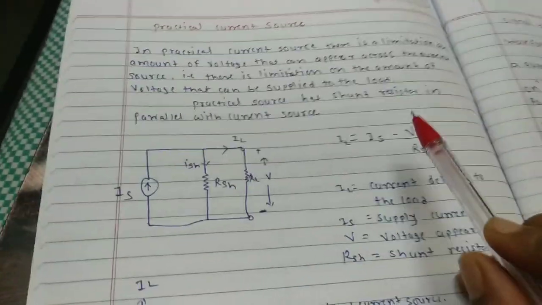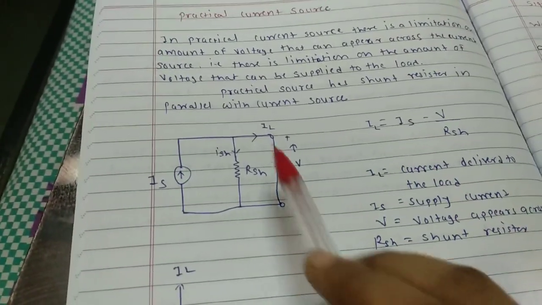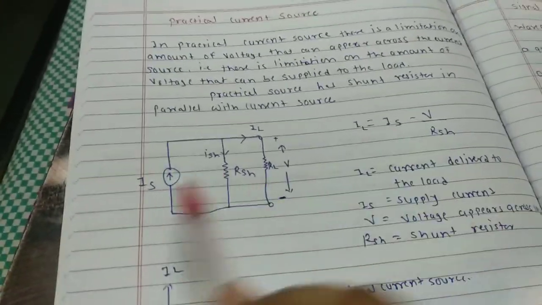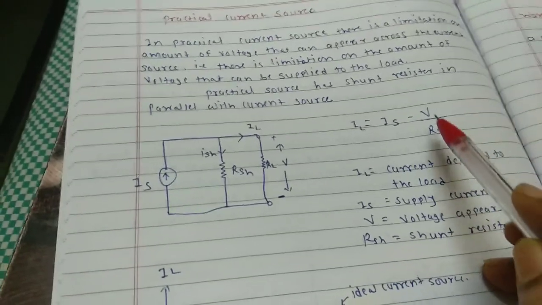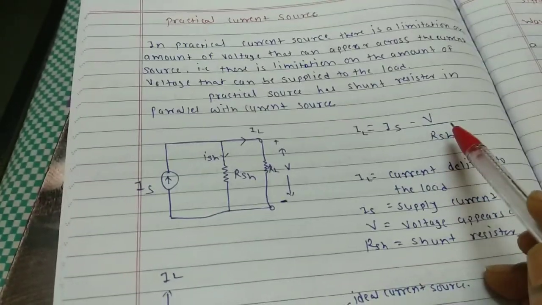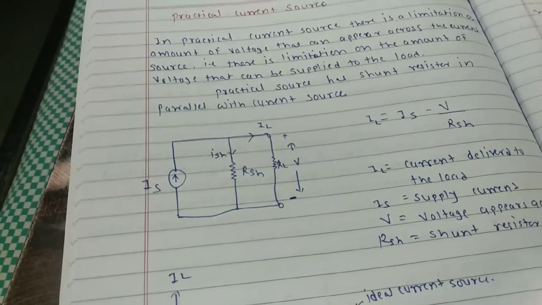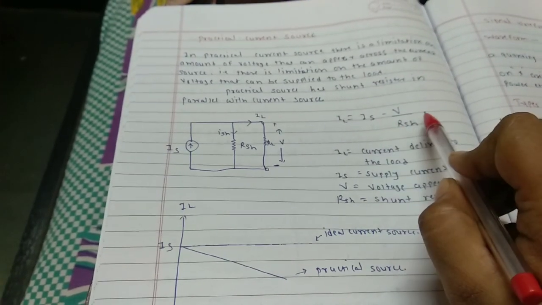Okay, now let's see what current we are getting at the output. So IL is the output current. So IL is equal to Is, that means this current, minus V upon RSH, or we can write it as ISH. The value of ISH is equal to V upon RSH. So IL is equal to Is minus ISH.